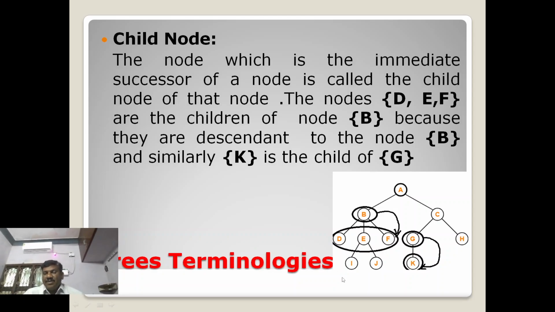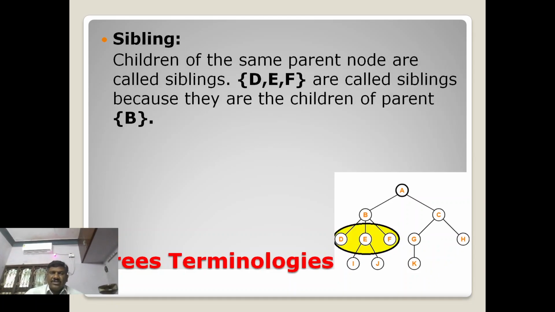Similarly, there may be nodes without children. See, this I node does not have any children. This J node does not have any child. Similarly, the H node does not have any child. These nodes, I will say later, are called leaf nodes.